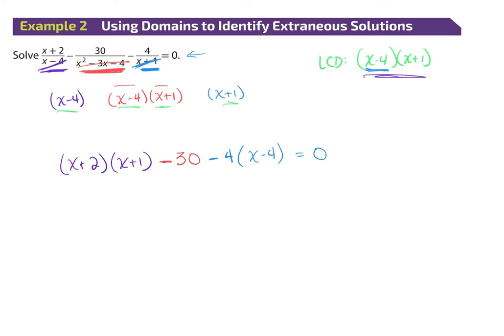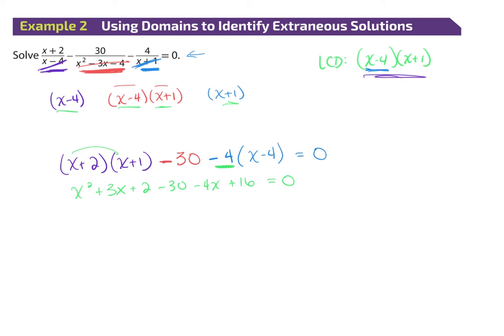And so once again, you're going to do this exactly the same. You're going to FOIL this, x squared plus 2x plus 1x plus 2 times 1 minus your 30. Don't forget you are subtracting here, so distribute your negative 4. Negative 4 times x, negative 4 times negative 4. All right? And then, of course, you want to combine any like terms that you have.